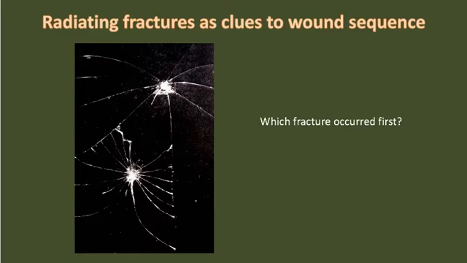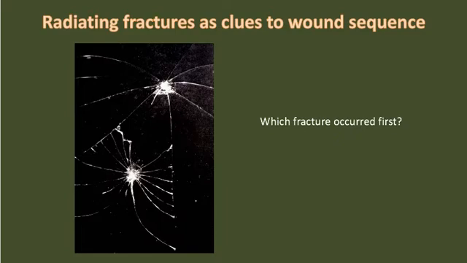So, as I said before, you can look at the radiating fractures as clues to wound sequence. So you can figure out which fractures occurred first, and you can see here we have these two wounds, and we have radiating fractures occurring from both of them, but the radiating fractures extend much further for this top wound. And then we see on this bottom wound there are radiating fractures, but they stop and they don't cross this fracture that you see here.